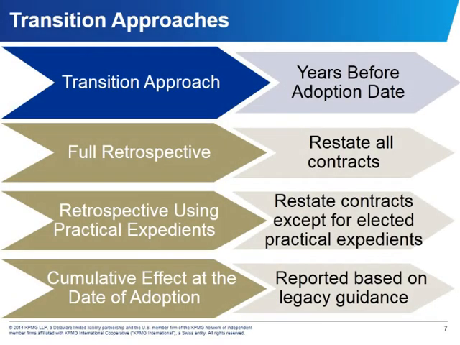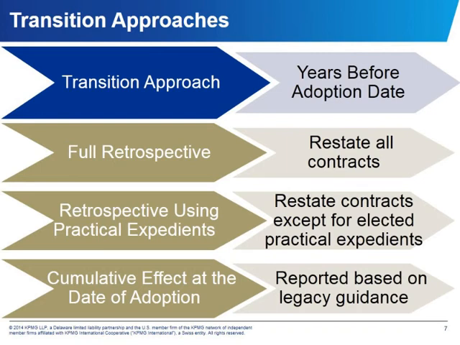And then I'll close with some transition approaches. So the standard provides for 3 transition approaches. One is the full retrospective, where you will recast all contracts for all periods that are presented. The second approach is a retrospective approach using one or more practical expedients. An example of this may be that you don't have to recast contracts that begin and end in the same annual period. The last one is the cumulative effect at the date of adoption.